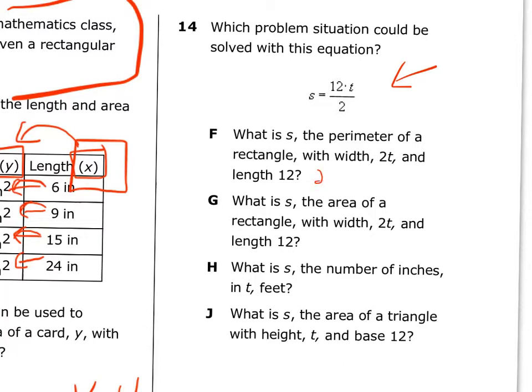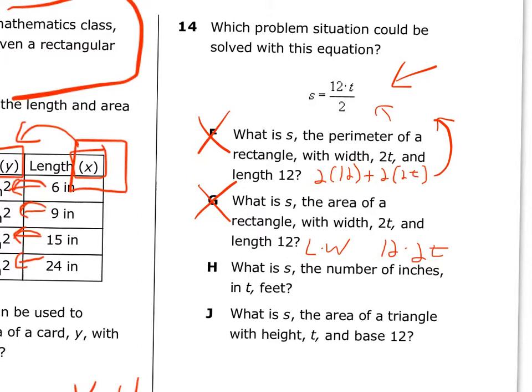Well, what's my length in F? 12 plus 2 times width. What's my width? 2t. Alright, so there's the problem. Does that match? Nope, does not. On G, S is the area of a rectangle. Well, area of a rectangle, what is that? Length times width. What's my length? 12. And my width? 2t. Does this say 12 times 2t? Nope.